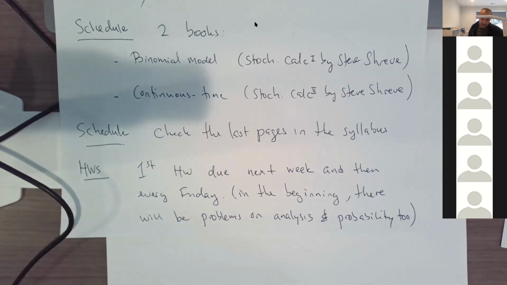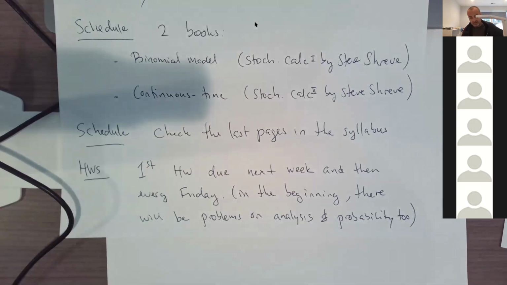So as we get more and more into the theory, the homework is going to change character, and we will start having more and more problems related to the material. But here in the beginning, there will be background problems and analysis as well as probability, and this is of course because we're going to be using these tools. In particular, probability, we'll be using it quite a bit.